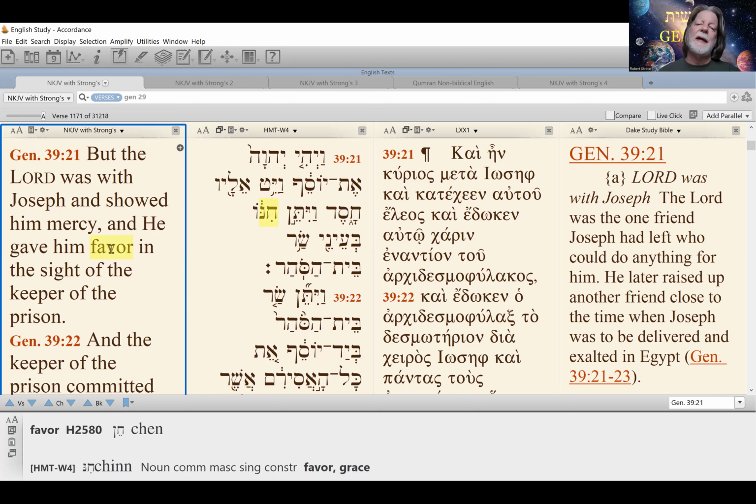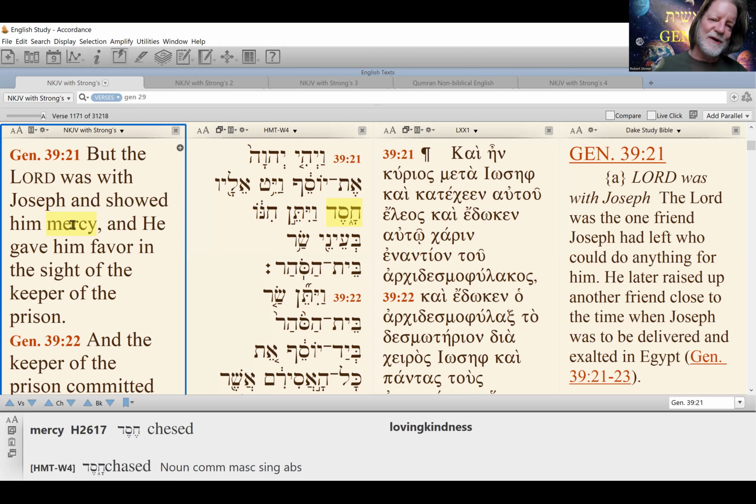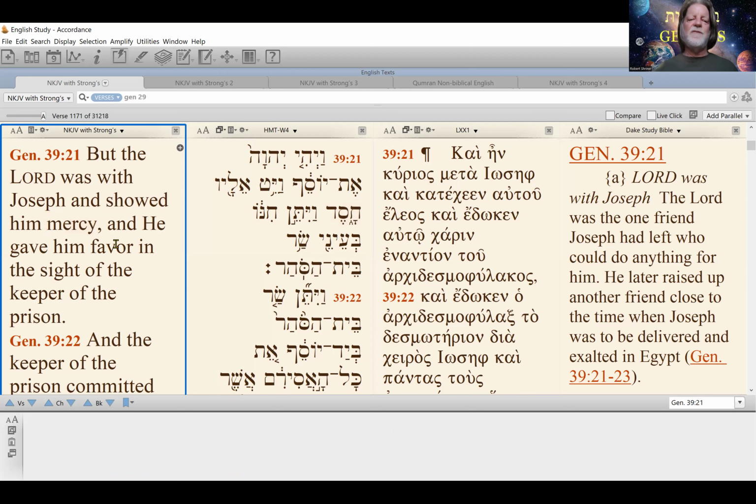Favor is the Hebrew word chen, which means like to get something for nothing. Mercy is chesed. I would translate that grace. Chesed is grace, unmerited favor, but mercy is good with that. The difference between mercy and grace is in grace, you get something you don't deserve. With mercy, you don't get what you do deserve. Okay. So God gave him favor, chen, in the sight of the keeper, the sar of the prison, the sohar, which is just a typical word for a prison.